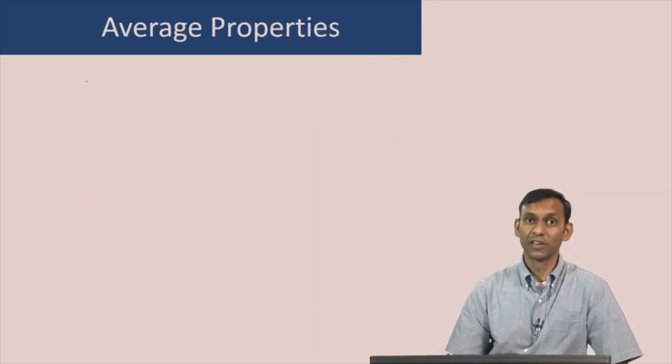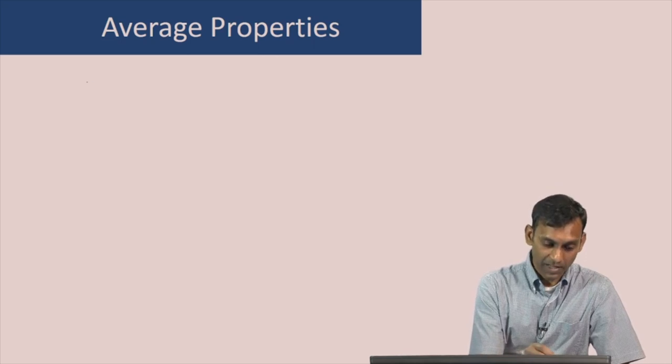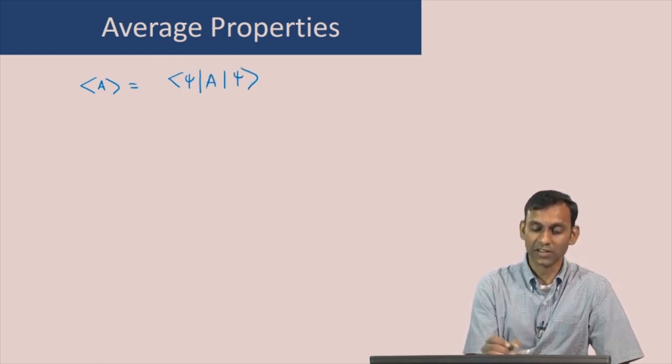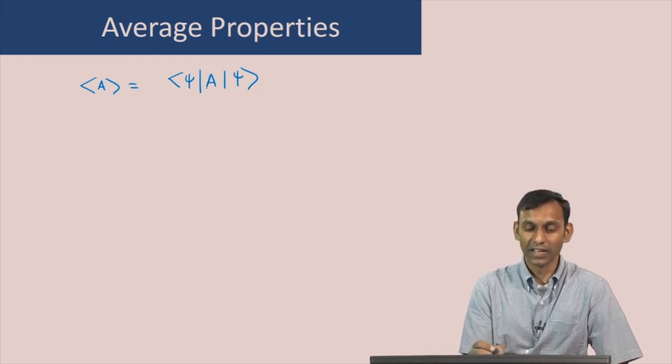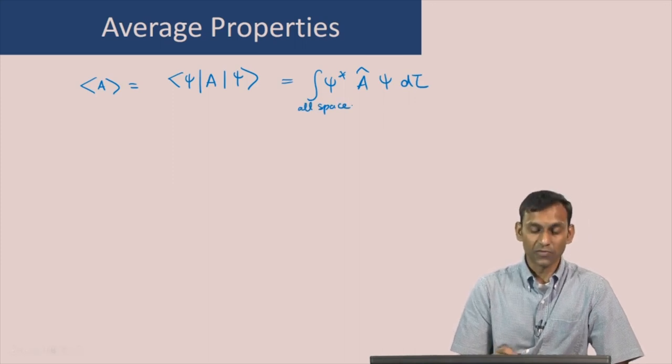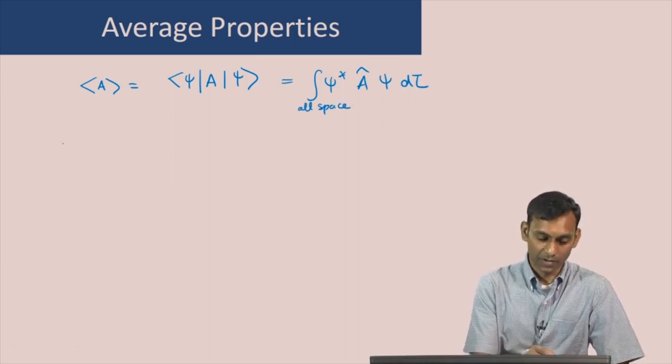Let us now use this wave function to calculate some average properties. You will recall that the average property of some operator A is given by the integral of psi, operator A, psi. This is written in Dirac notation, and the integral would be psi star, operator A on psi, d tau over all space. So, let us do this for the position operator in our particular case.